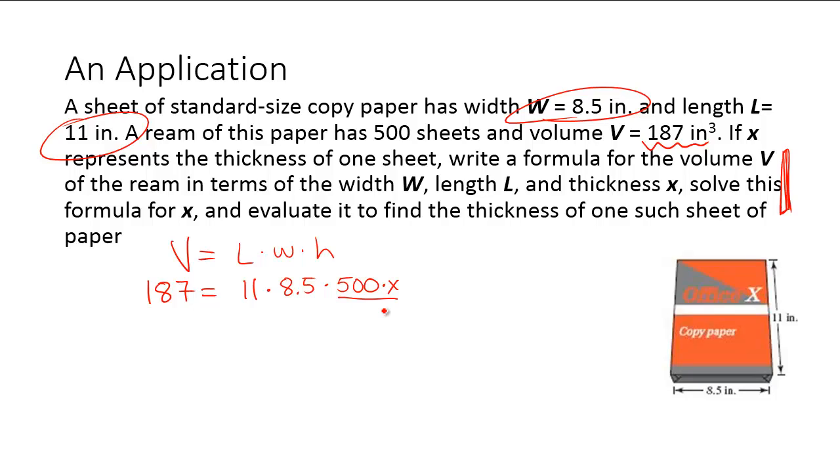So now we have a formula, and we can simplify this formula a little bit. We can go 11 times 8.5 times 500 to see that coefficient there. So we've got 46750 x equals 187. So now we want to solve this for x so that we know what the thickness of the paper is. So we just divide by this number. So we've got 187 divided by this big number, and that gives us x equals 0.004 inches, and that's the thickness of the paper.